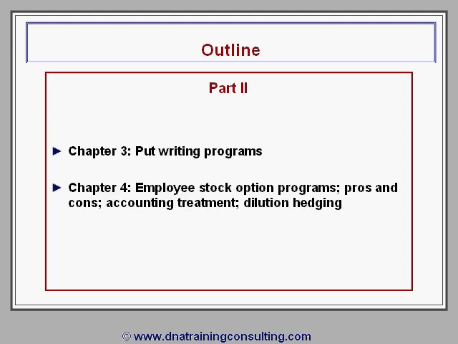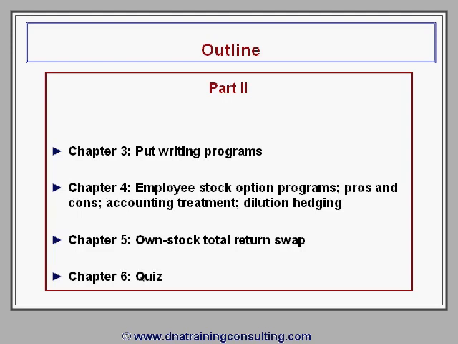Chapter 4 describing employee stock option programs, the arguments for and against them, their accounting treatment, and the ways in which companies hedge the dilution risk that these present. Chapter 5, examining the use of total return swaps on an issuer's own equity to generate funding in a cost-efficient and leverage-friendly manner. And finally, Chapter 6, containing the final quiz.